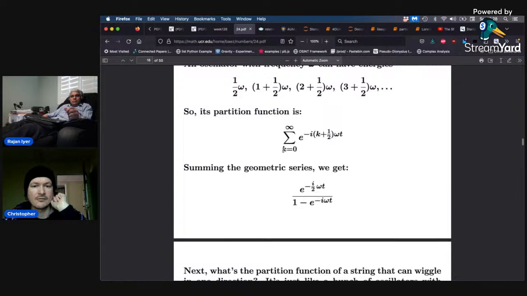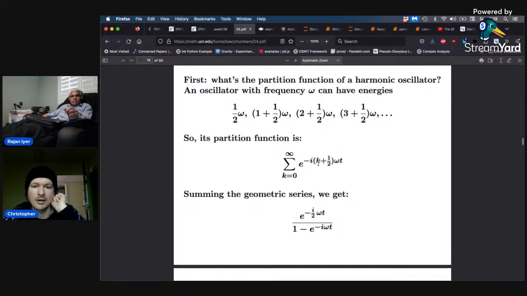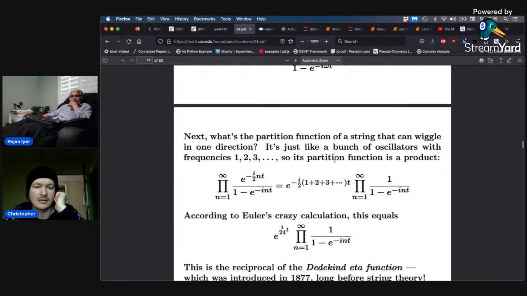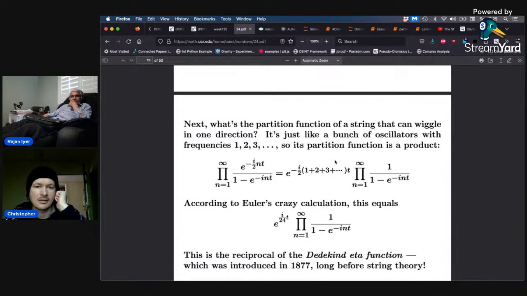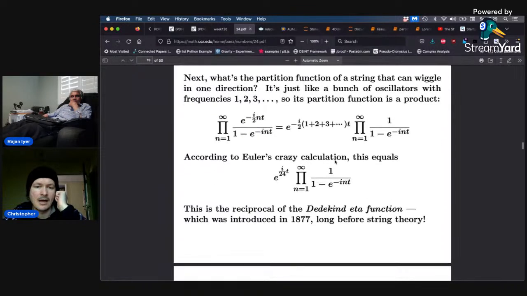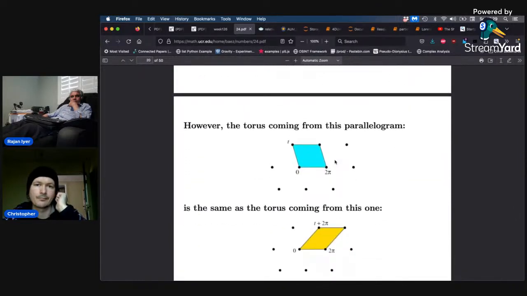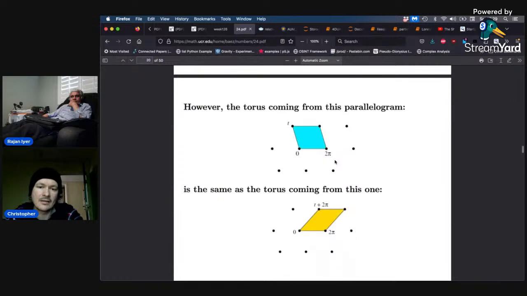So we have the partition function, so we're summing from 0 to infinity, and we have the Euler equation with the, I guess, harmonic oscillators, and the vacuum expectation value and all of that. And then when we sum that series, you get this. And we might come back to this.